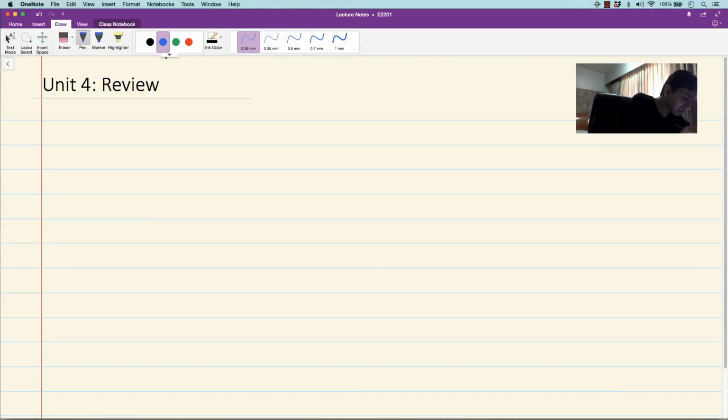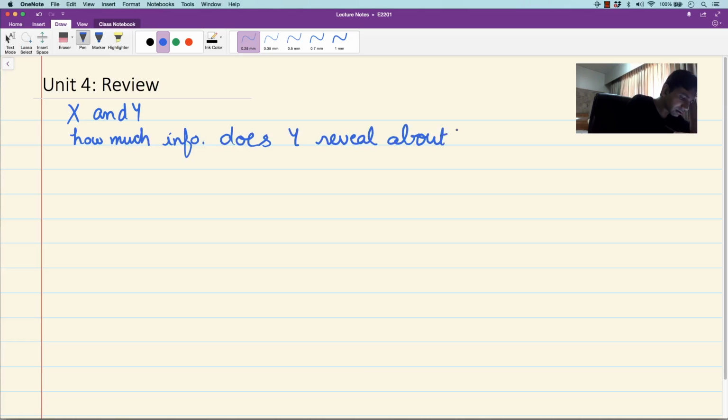Last week we started answering the question: when you have two random variables X and Y, how much information does Y reveal about X? To answer this question, we postulated that it is actually the foundational question for statistical inference.